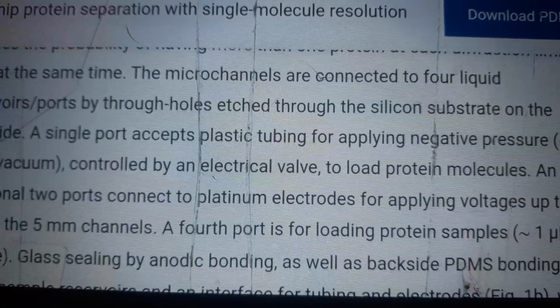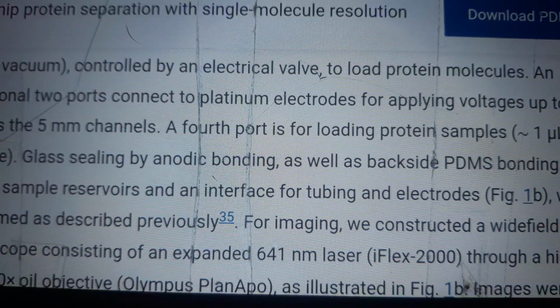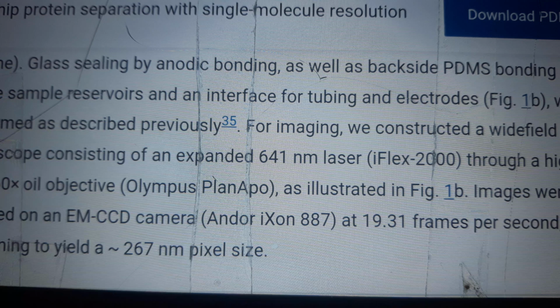The macrochannels are connected to 4 liquid reservoirs or ports by through holes etched through the silicon substrate. On the backside, a single port accepts plastic tubing for applying negative pressure, controlled by an electric valve, to load protein molecules. An additional 2 ports connect to platinum electrodes for applying voltages up to 30 volts across the 5 mm channels. A 4th port is for loading protein samples. Glass sealing by anodic bonding, as well as backside PDMS bonding to create sample reservoirs and an interface for tubing and electrodes, were performed as described previously.